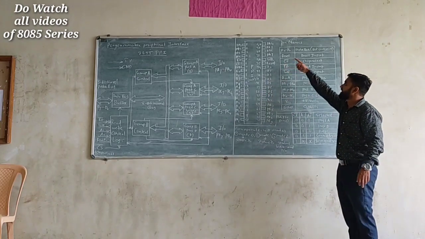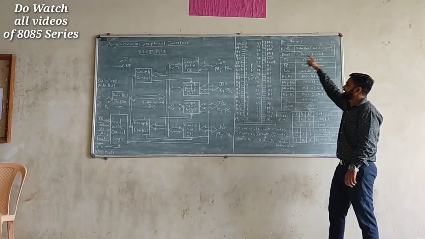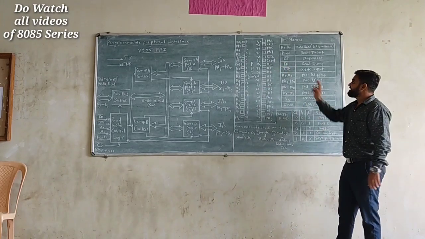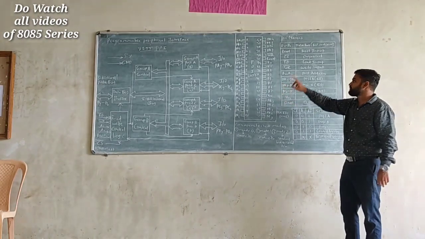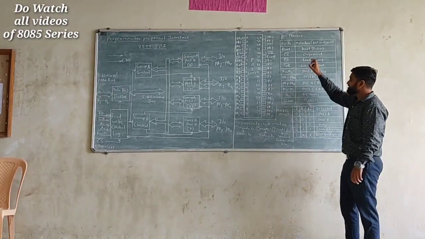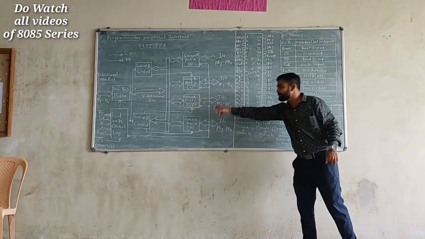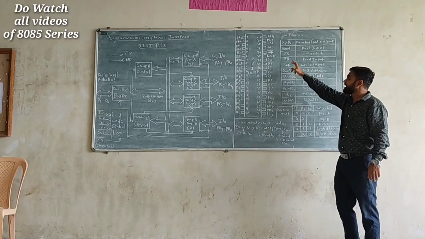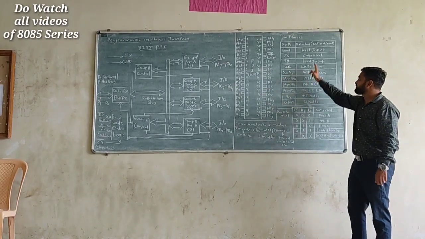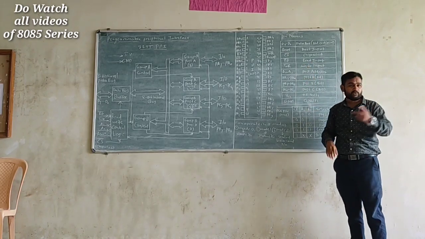For example, we have D7 to D0, that is the bidirectional data bus. Next we have a reset input pin for resetting the IC. Then we have a chip select, which selects which group you have to select. Then we have a read signal and a write signal. Both signals are used for reading and writing the input devices.